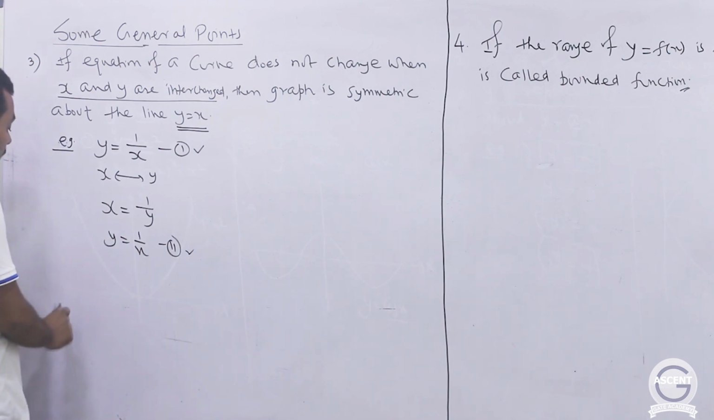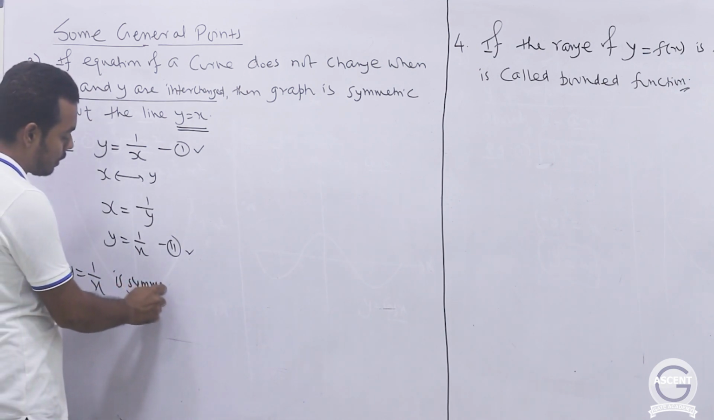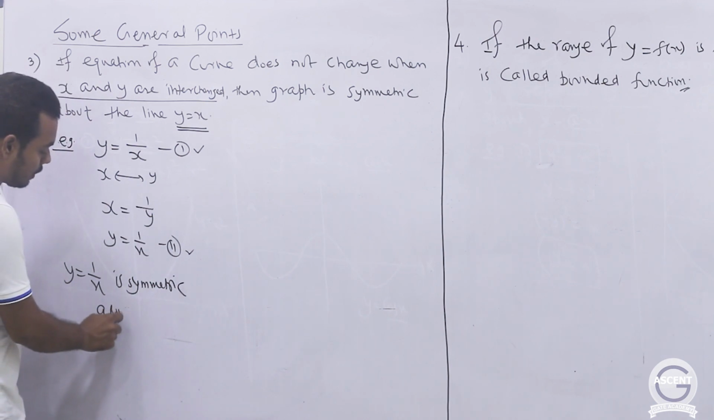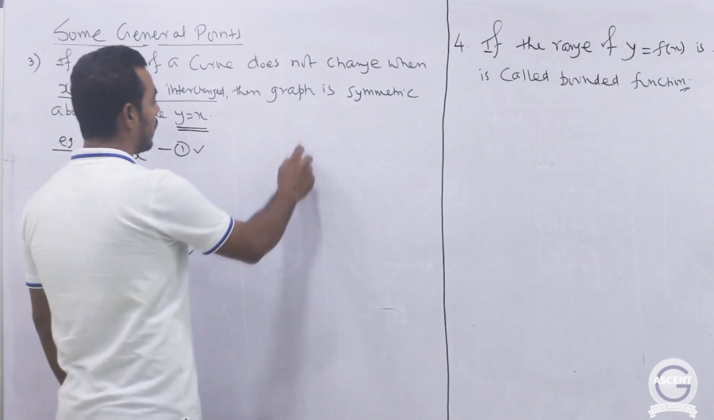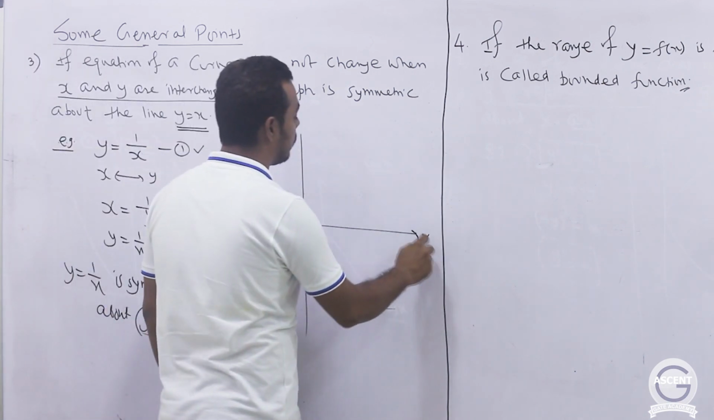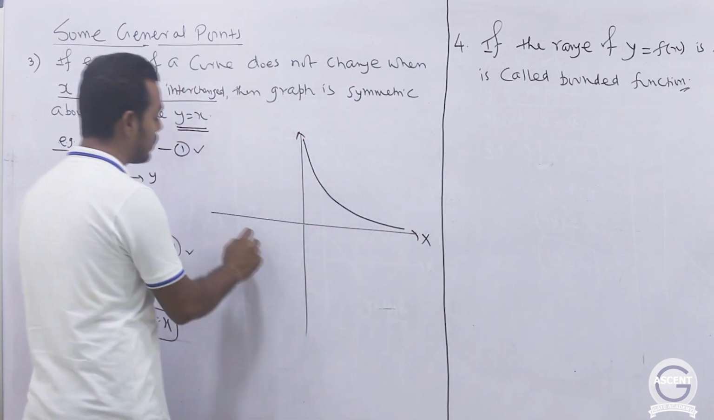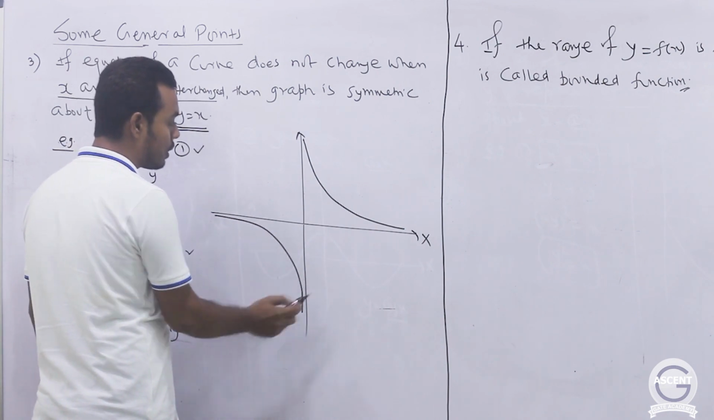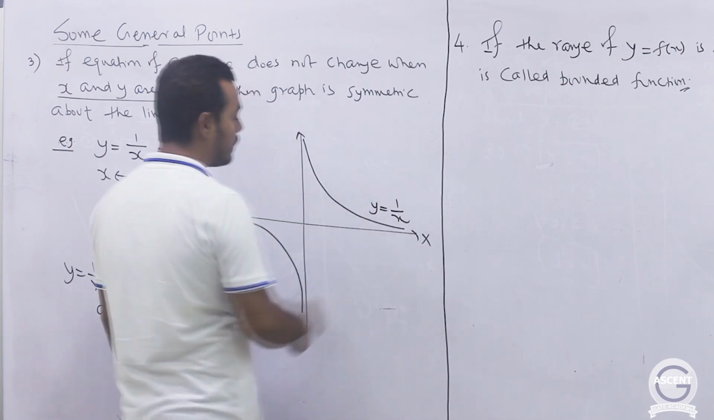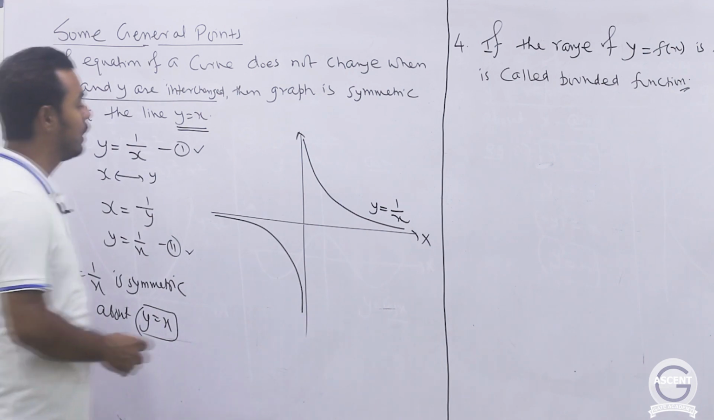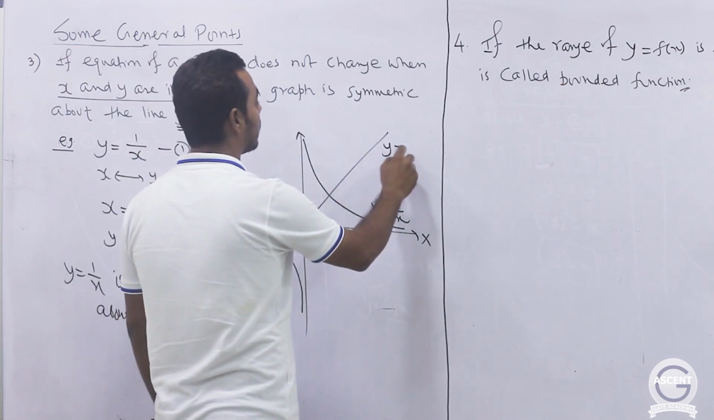So this means the graph of this function y equals 1 by x is symmetric about this line y equals x. And if you see the graph of this function y equals 1 by x, this is nothing but a rectangular hyperbola. You will have one branch in the first quadrant, another branch in the third quadrant. These two branches combined are the graph of this function y equals 1 by x. Now if you see carefully, this graph is symmetric about this line y equals x.